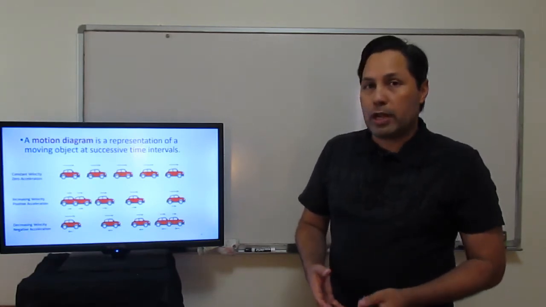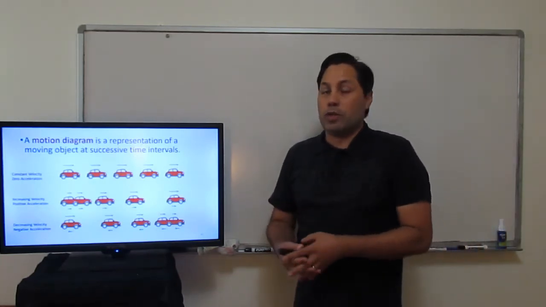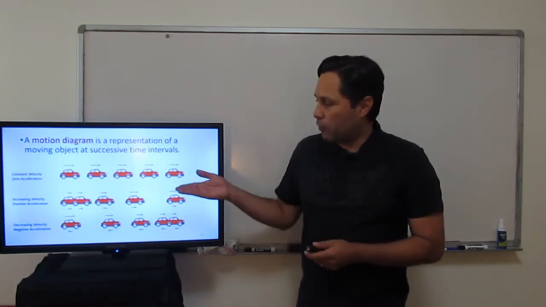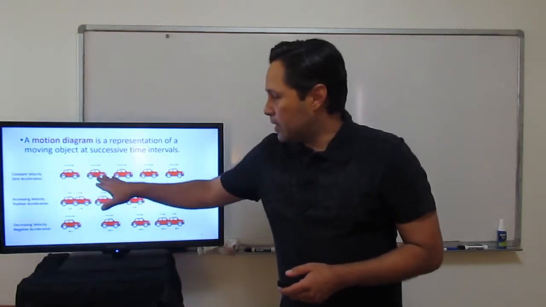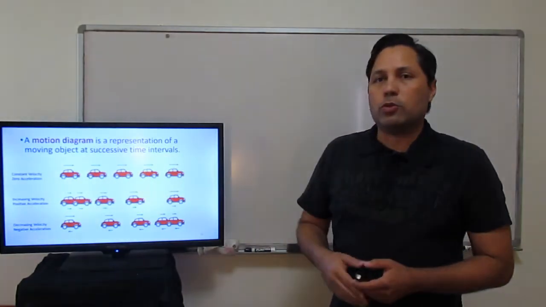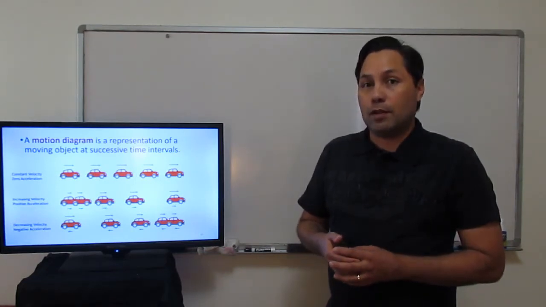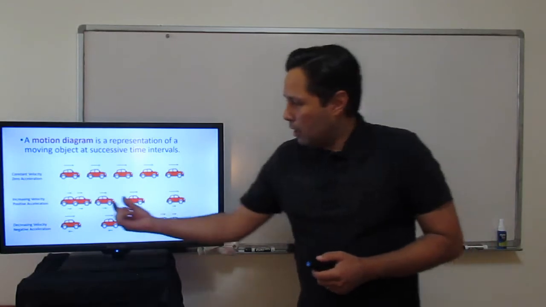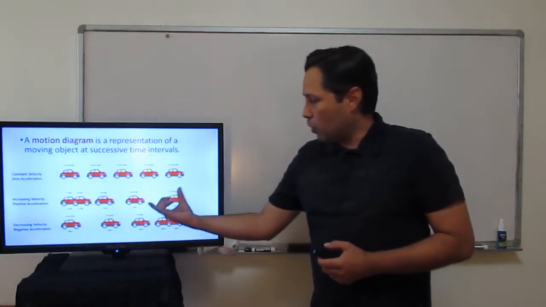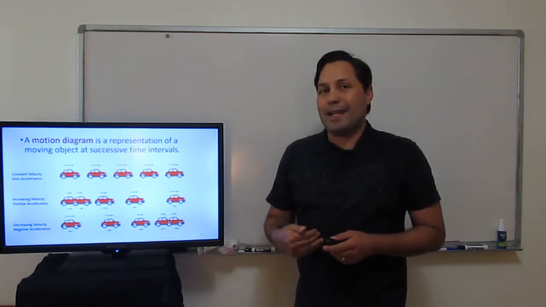Now a motion diagram more or less gives you an idea of what the object is doing. Is it going at a constant velocity, like our first one, the car right here on top? Notice that the gap in between the vehicles is the same. That means that vehicle is holding a constant velocity. Next, for our second line, the gap is getting wider and wider and wider. This vehicle is increasing in velocity, so it is accelerating.